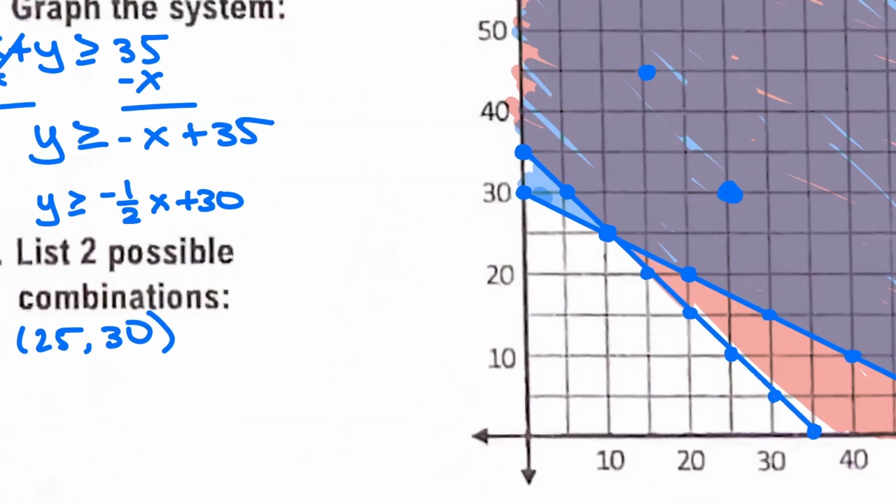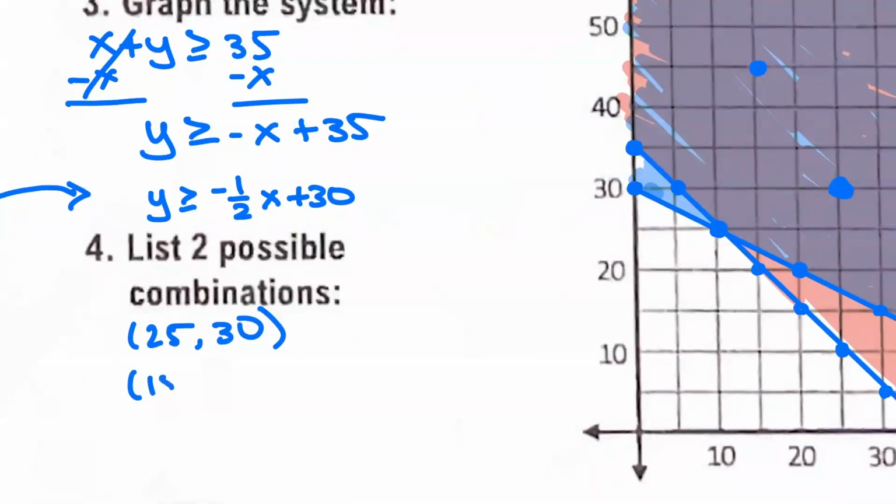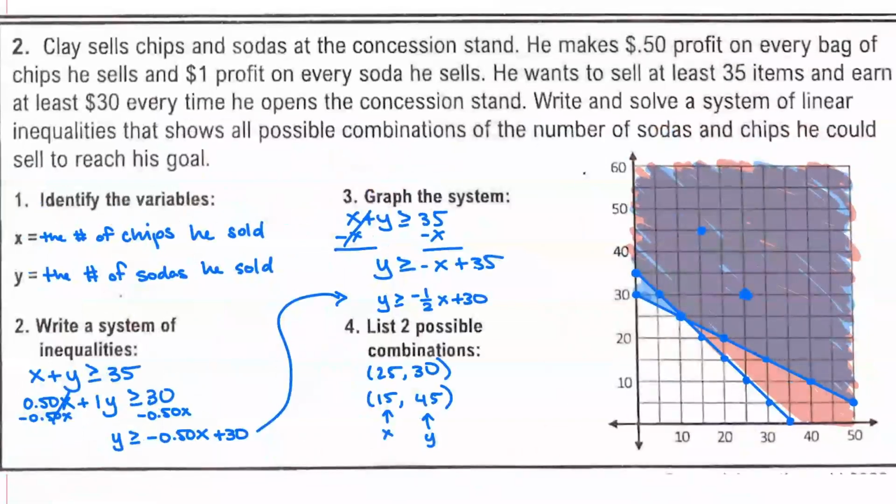Let's pick this dot right here. And what point is that? That's 15 comma 45. That's another solution here. And remember, what did this mean? Well, this is my x and this is my y. And we said that x was the number of chips and y was the number of sodas.